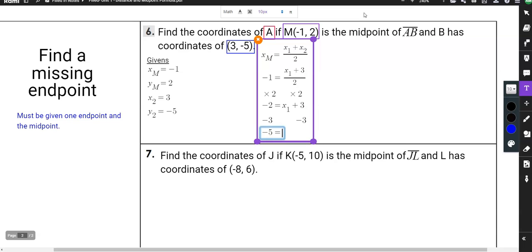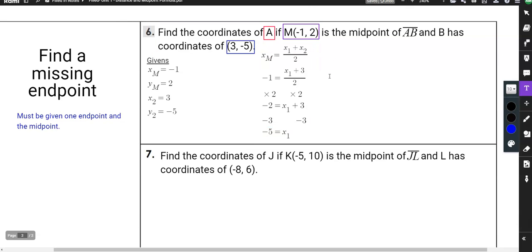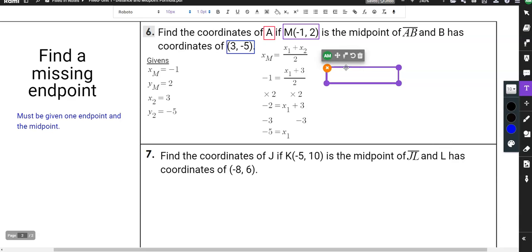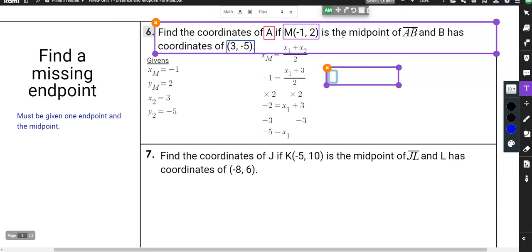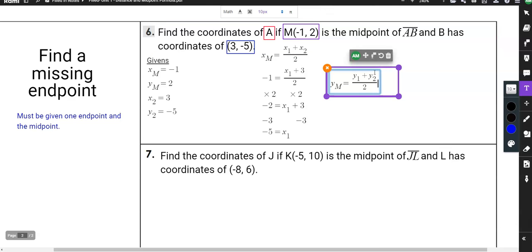So now we have the x value of the endpoint 1. Now we need to find the y value of that point. So again, we're going to enter in the formula. Y of the midpoint is going to be equal to, fraction bar first, y sub 1 plus y sub 2 divided by 2.